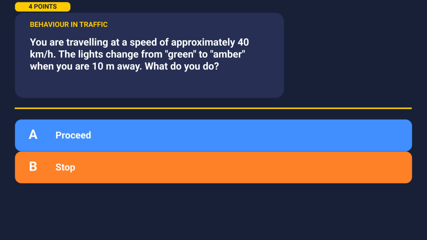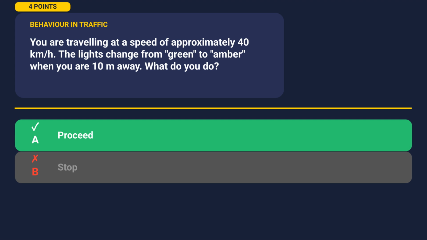Now think about which of these two options is correct. Now's a good time to pause and think. When you've got your answer, hit play. The correct answer is A.